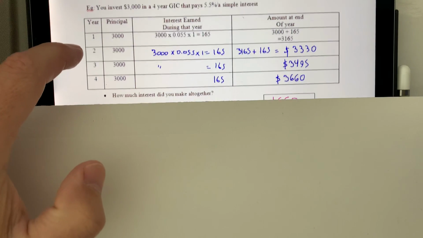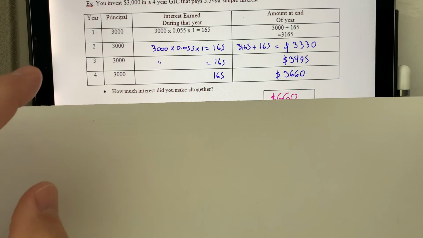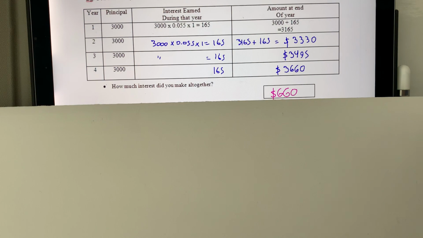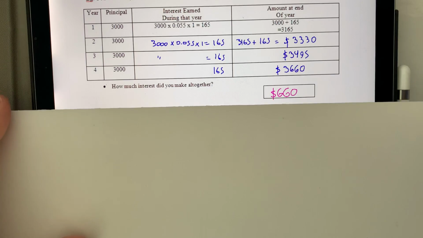And altogether, at the end, we're going to have $3,660. How much interest did we make altogether? Well, if we put down 3,000, we end up with 3,660. 660 is the interest that we made by itself. So the two kinds of questions are: how much interest will you get, and how much will you get in total? All right, so that's basically simple interest.